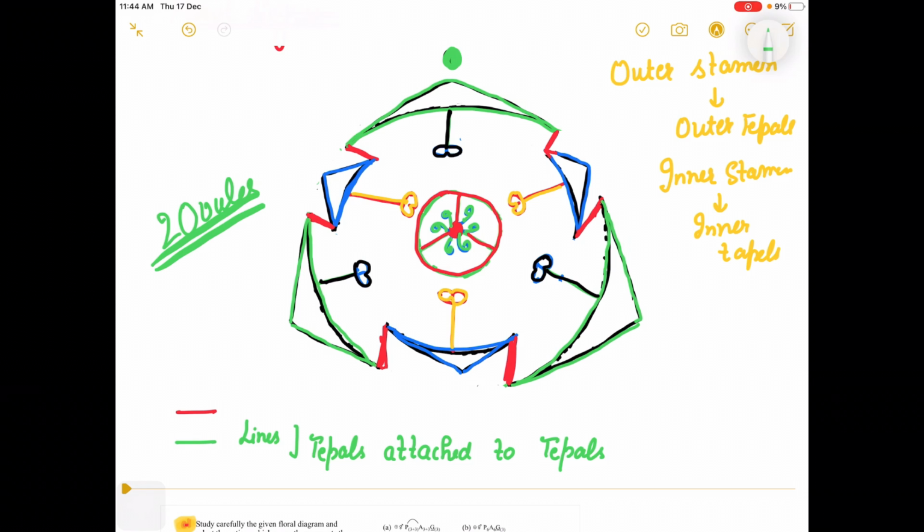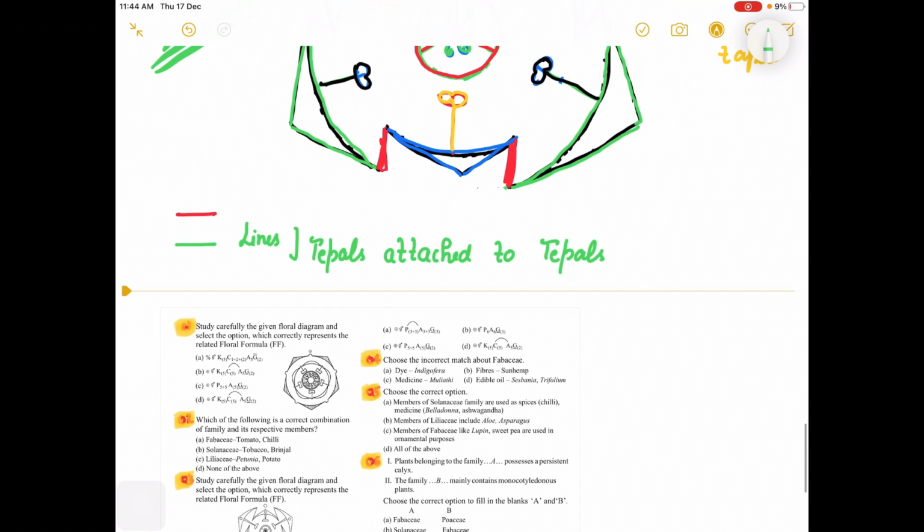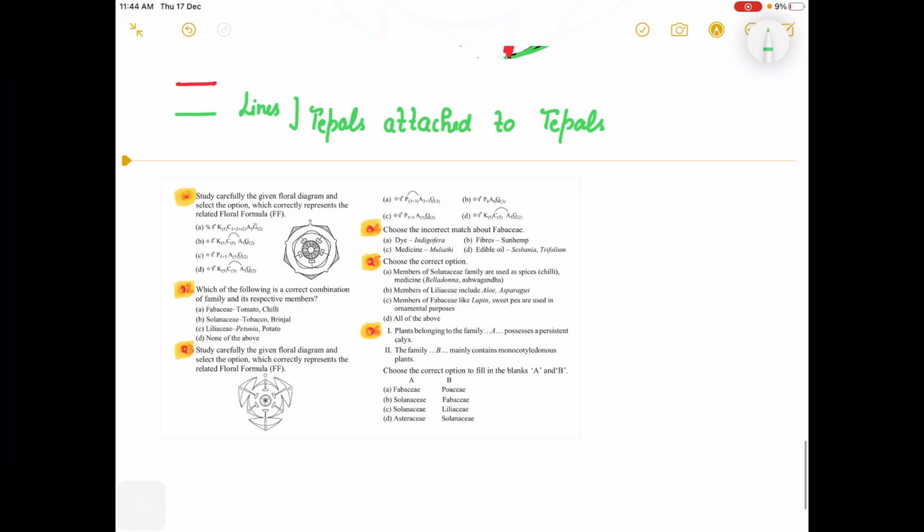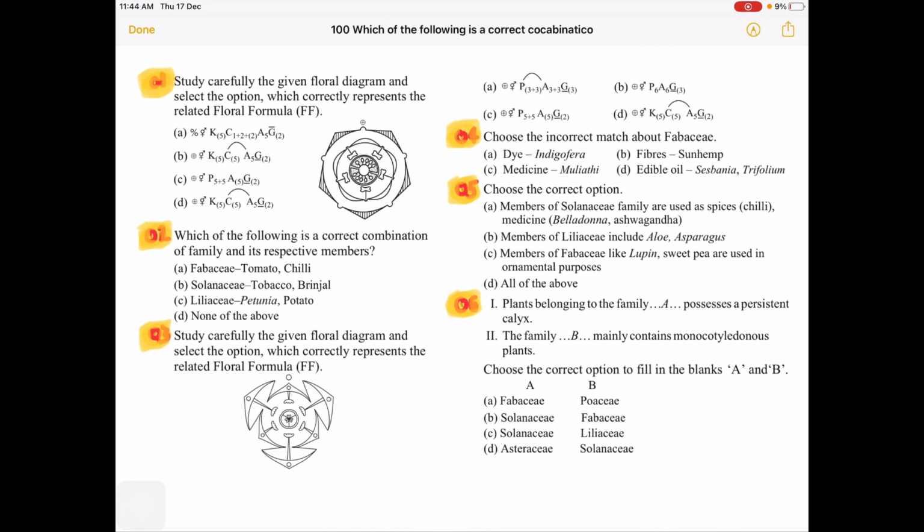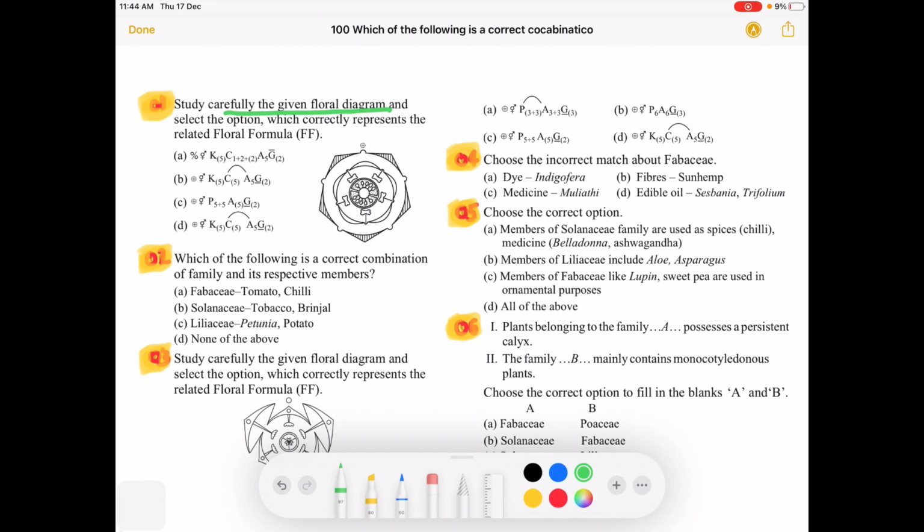So these are all about our Liliaceae and your Solanaceae family. Now here are a few questions which you can answer in the comment section, and you can mention in your notes also. They will help you to revise it. Study carefully the given floral diagram and select the option which correctly represents the floral formula. Please mark the correct answer carefully.